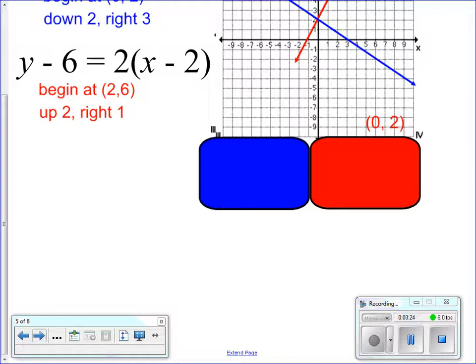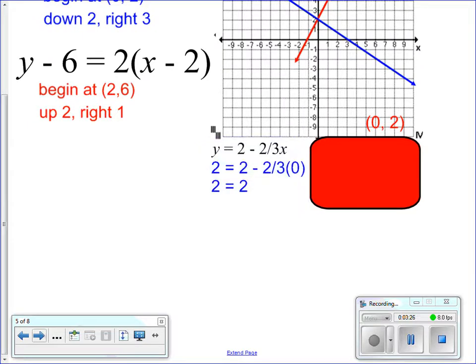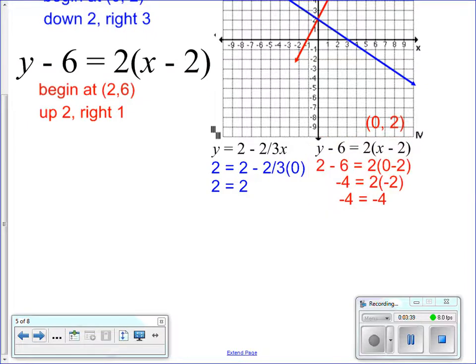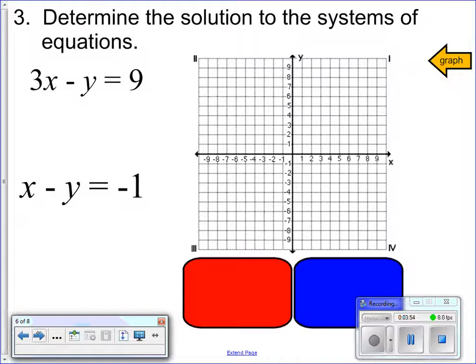If I plug those into my equations, for my first equation, I plug in 2 for y and 0 for x. I get 2 equals 2 plus 2/3 times 0. So 2 equals 2. If I plug it into the second equation, 2 minus 6 equals 2 times 0 minus 2. So negative 4 equals 2 times negative 2. Negative 4 equals negative 4. So yes, the point 0, 2 is a solution to both equations.